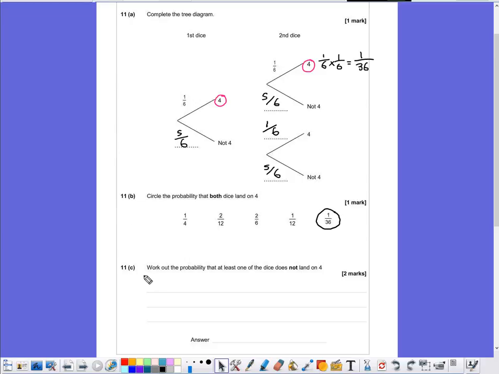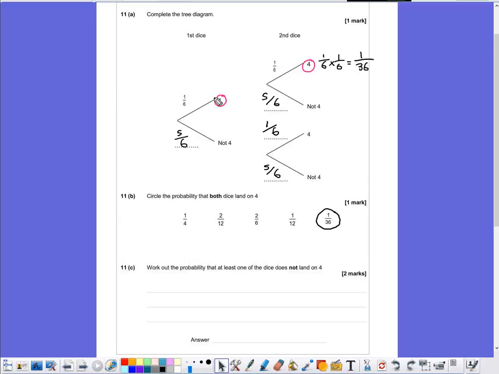For question 11c, we have to work out the probability that at least one of the dice does not land on a 4. Now this means that we're going to have to follow quite a few different branches, and it helps if we can work out what the probability of all the options are, and then we can add together the ones that we want. So we start off by following this top path.